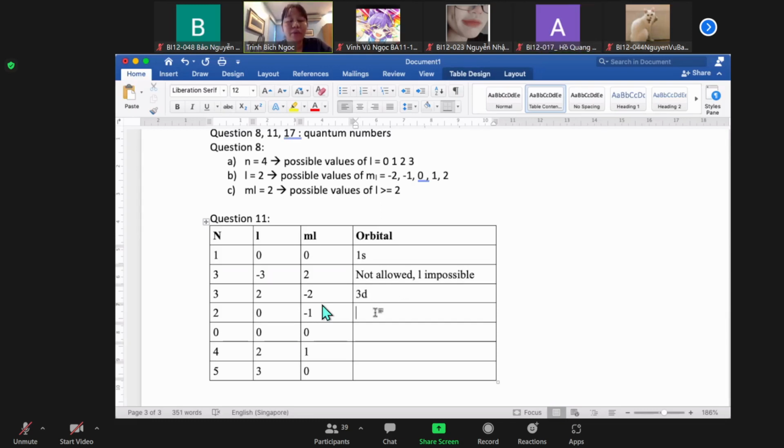2, 0, minus 1. So is it possible? If L equal to 0 and ml equal to minus 1, is it possible or not?